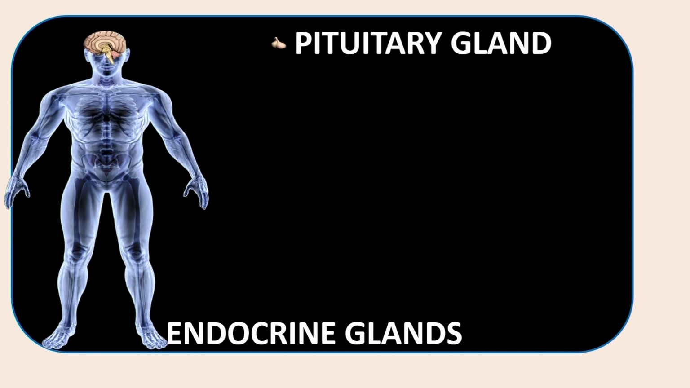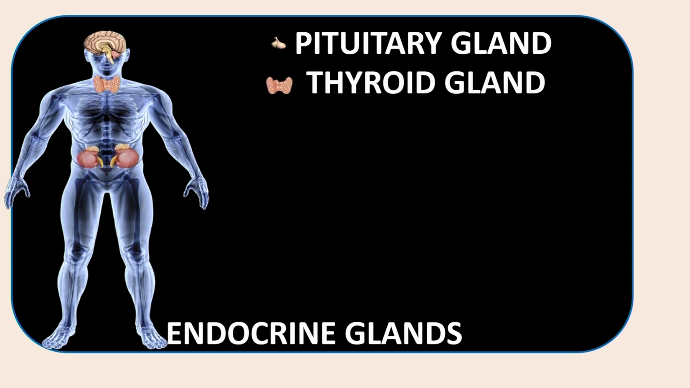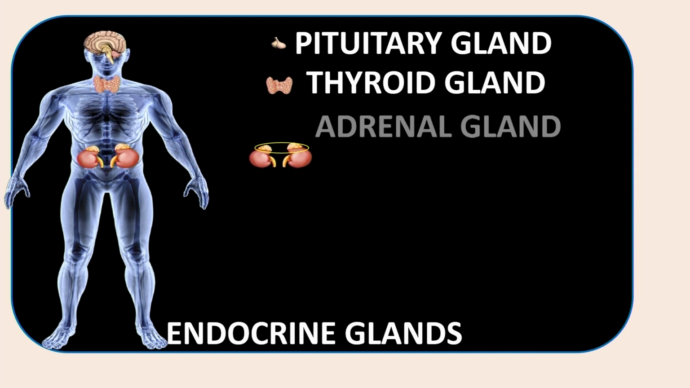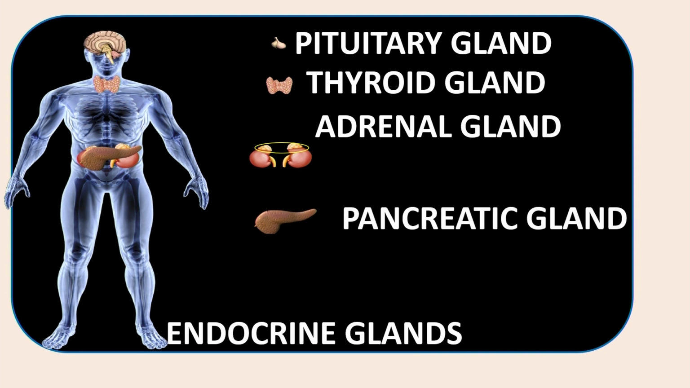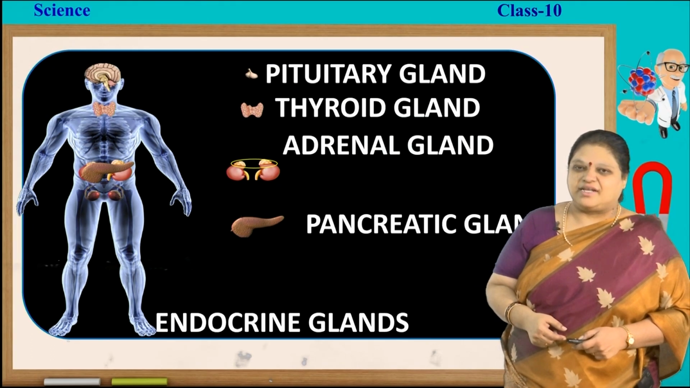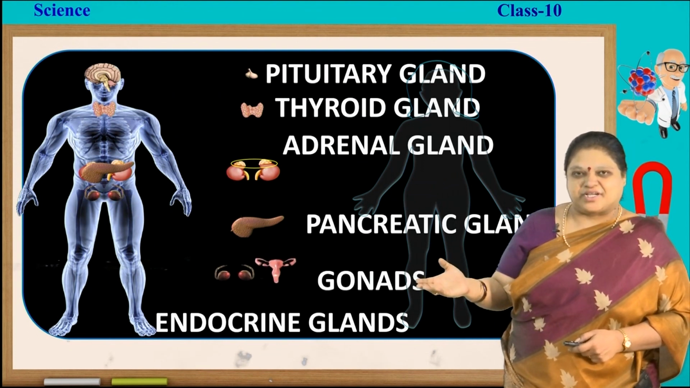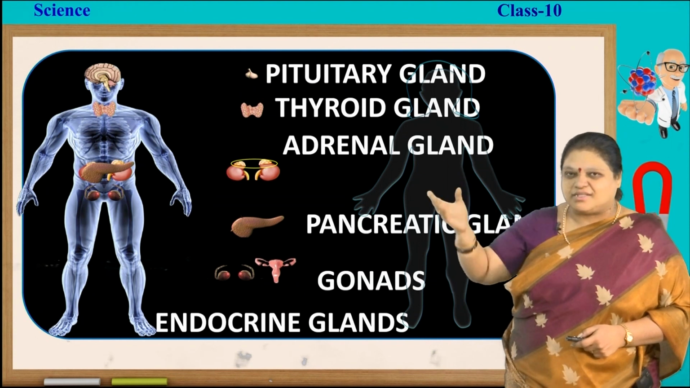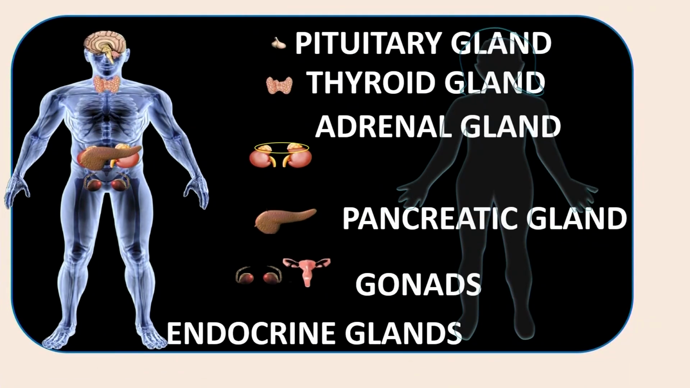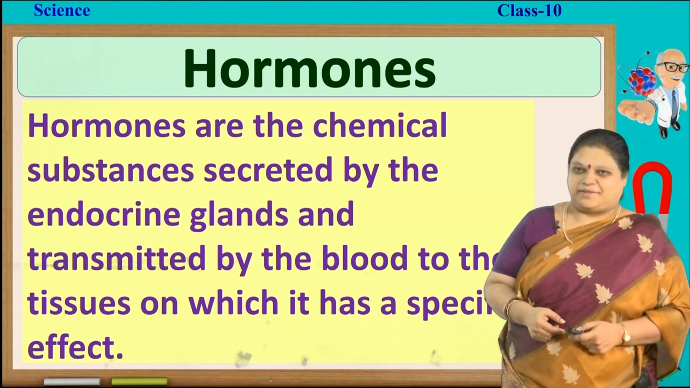So, the first gland is the pituitary gland or the master gland. The next one is the thyroid gland, which is present in the neck region, and the next one you can see are triangular glands present on the kidney, you call them adrenal glands. Next, the pancreatic gland, which has islets of Langerhans, and finally male and female have gonads, they are also the reproductive organs, and all these are endocrine glands. So, let us see each one of them briefly.